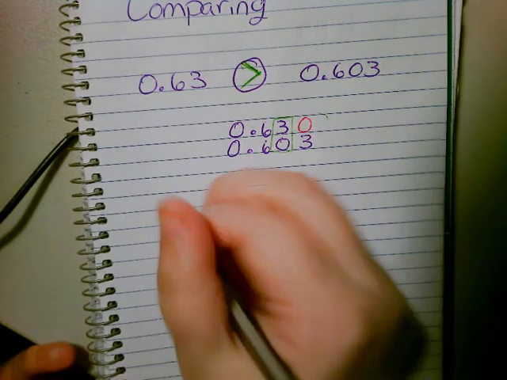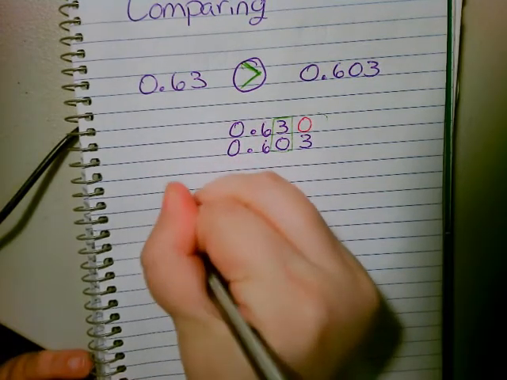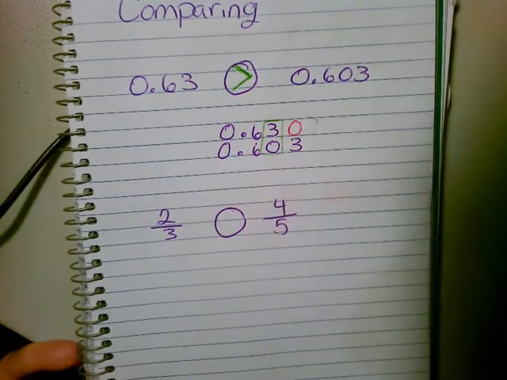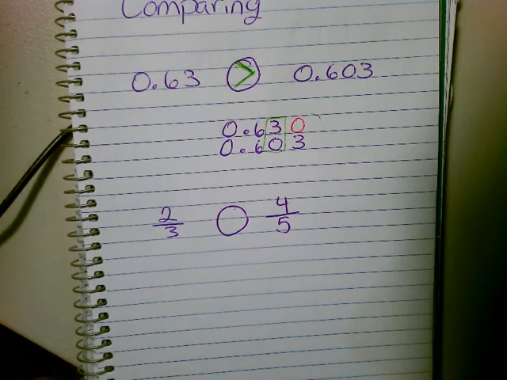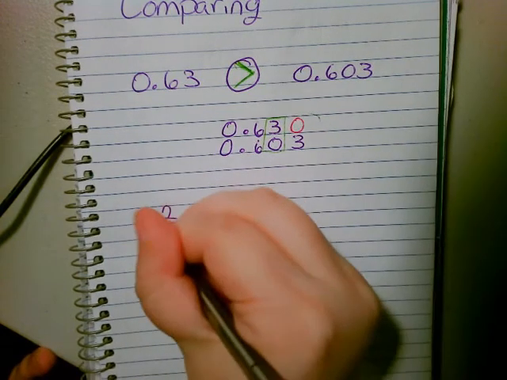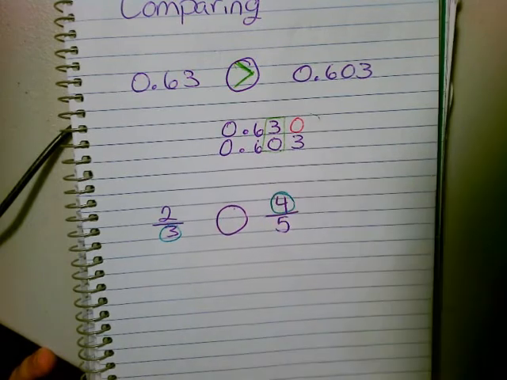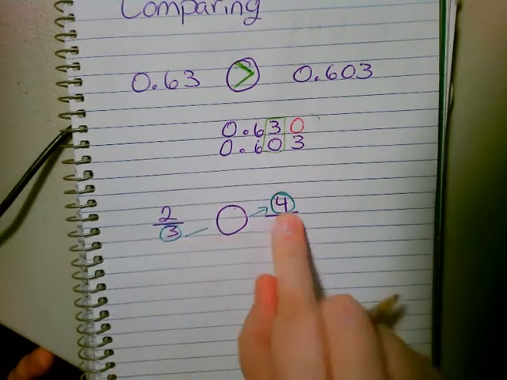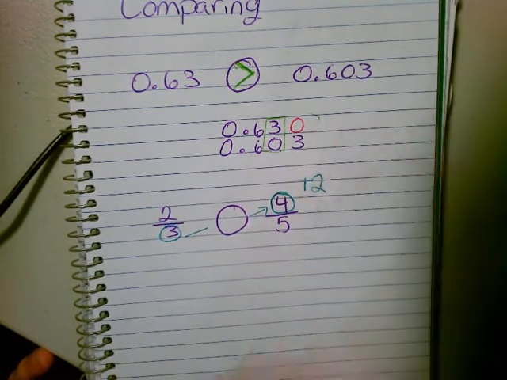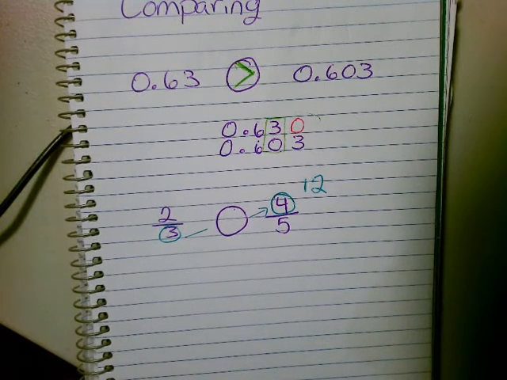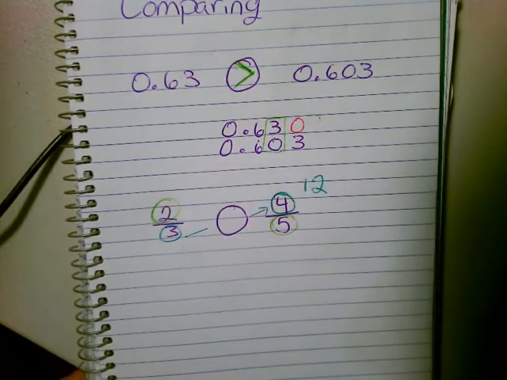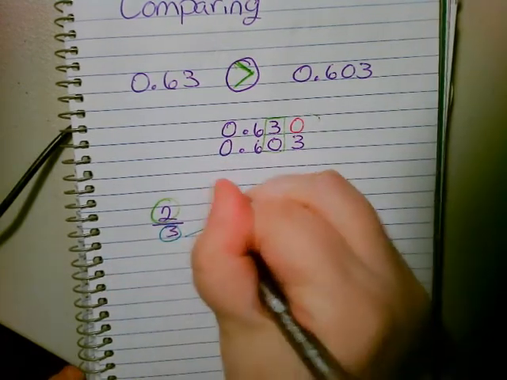The next way is when we have fractions and fractions. So if I have 2/3 and I want to compare it to 4/5, we do something called cross multiplication. So I'm going to use this denominator and this numerator, and I'm going to multiply them together. I'm going to go across and multiply. So 3 times 4 is 12. And then I'm going to go the opposite direction. I have 5 and 2. 5 times 2 is 10.